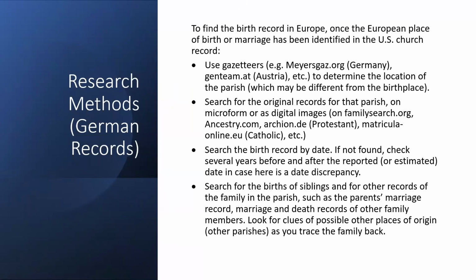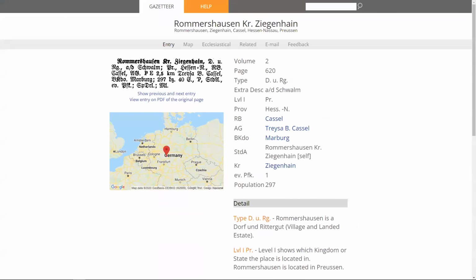And once you find the birth record in German records, then you can look for births of siblings and other records of the family in that parish, such as the parents' marriage record, marriage and death records of other family members, and so on. All right, so taking this example of Wilhelm Manns, we look up Romershausen in the Meyer's Orts Gazetteer online and see that it did indeed have its own evangelical parish. So now we can look for records of Romershausen.